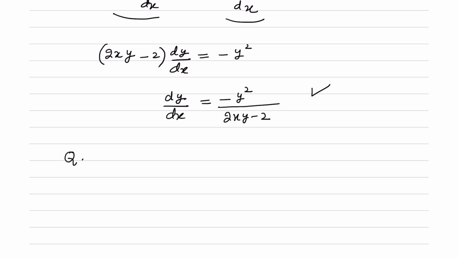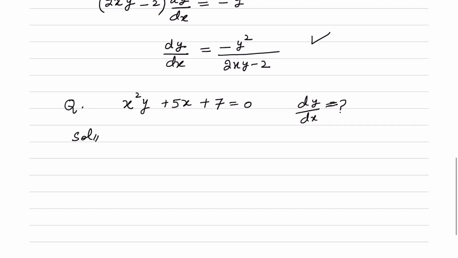Let's look at the question. We have to find the derivative of x square y plus 5x plus 7 equal to 0 and the question is to find dy by dx, which tells us that we have to differentiate the expression with respect to x. Let's find the derivative here. First we will write the expression as it is. So we have to differentiate this expression with respect to x.